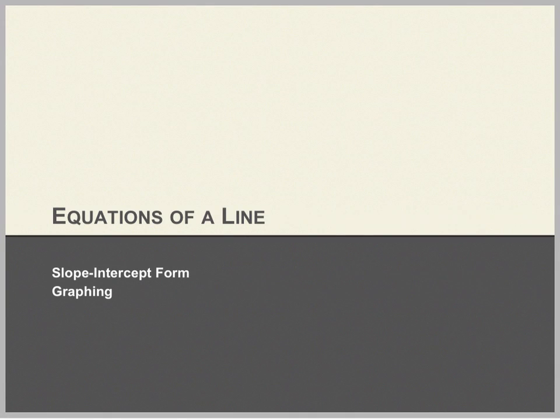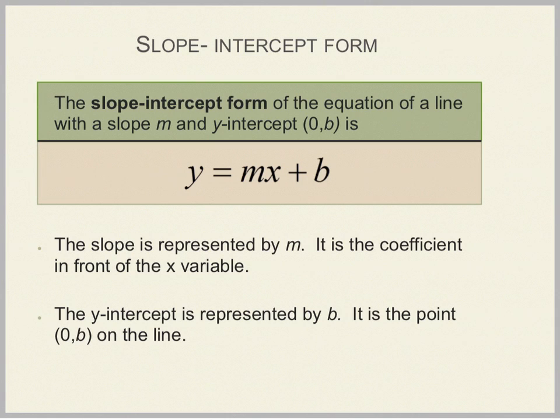We will be looking at equations of a line, specifically slope-intercept form, and how to graph these equations. The slope-intercept form of an equation of a line has a slope of m and a y-intercept of b. It is given by y equals mx plus b.